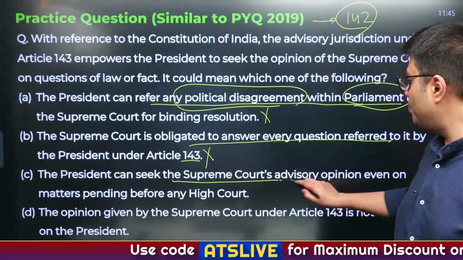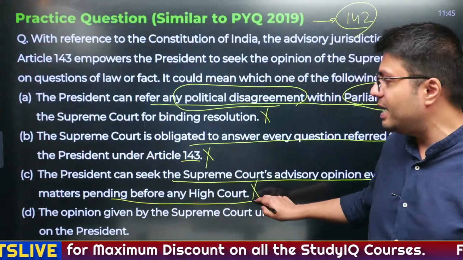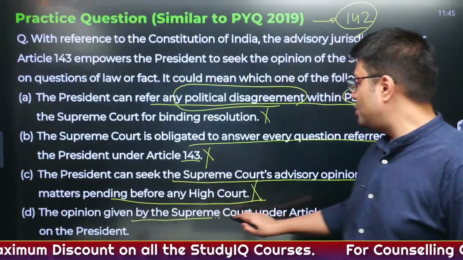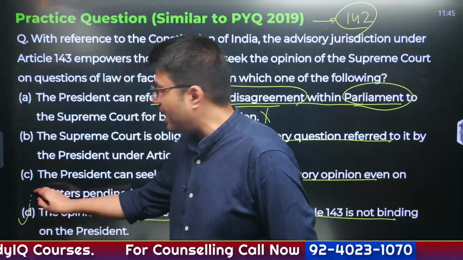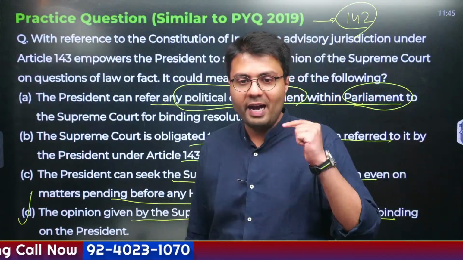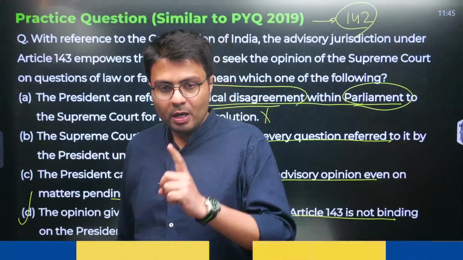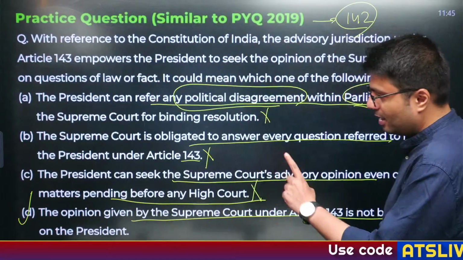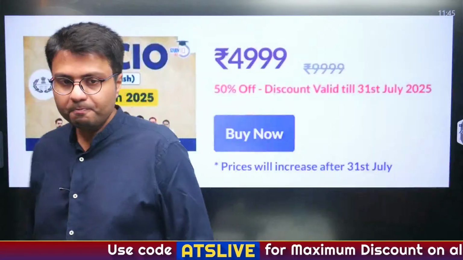The president can seek the Supreme Court's advisory opinion even on matters pending before any high court. Incorrect. The opinion given by the Supreme Court under Article 143 is not binding on the president. Correct. This is the use of the Supreme Court's advisory jurisdiction. Had it been adjudicatory jurisdiction, then it would have been binding on the president. We understand the last option is correct, so option D is your right answer.